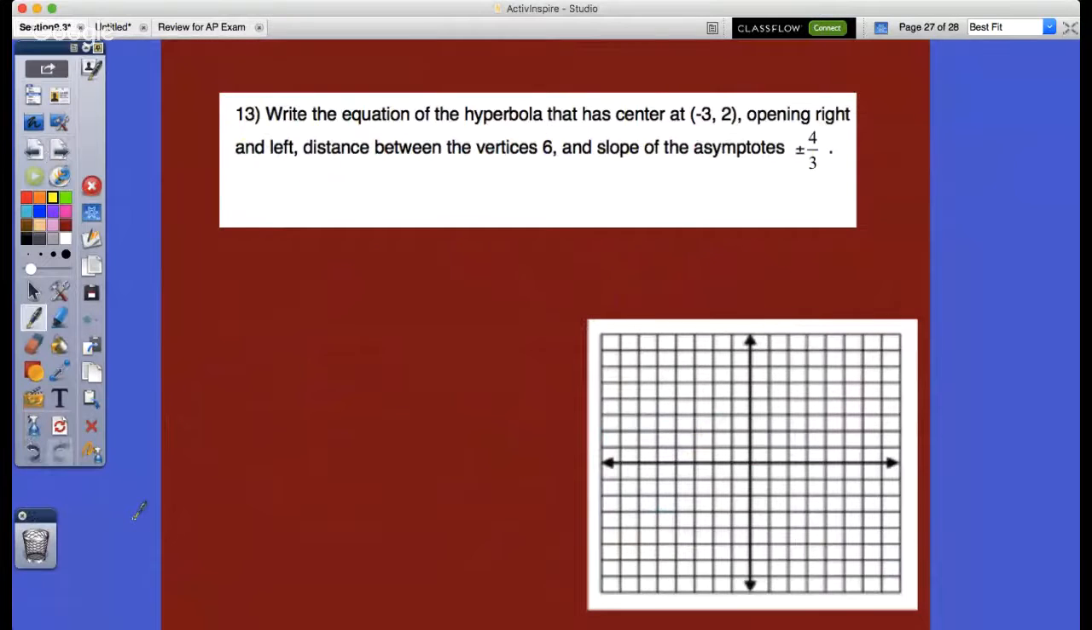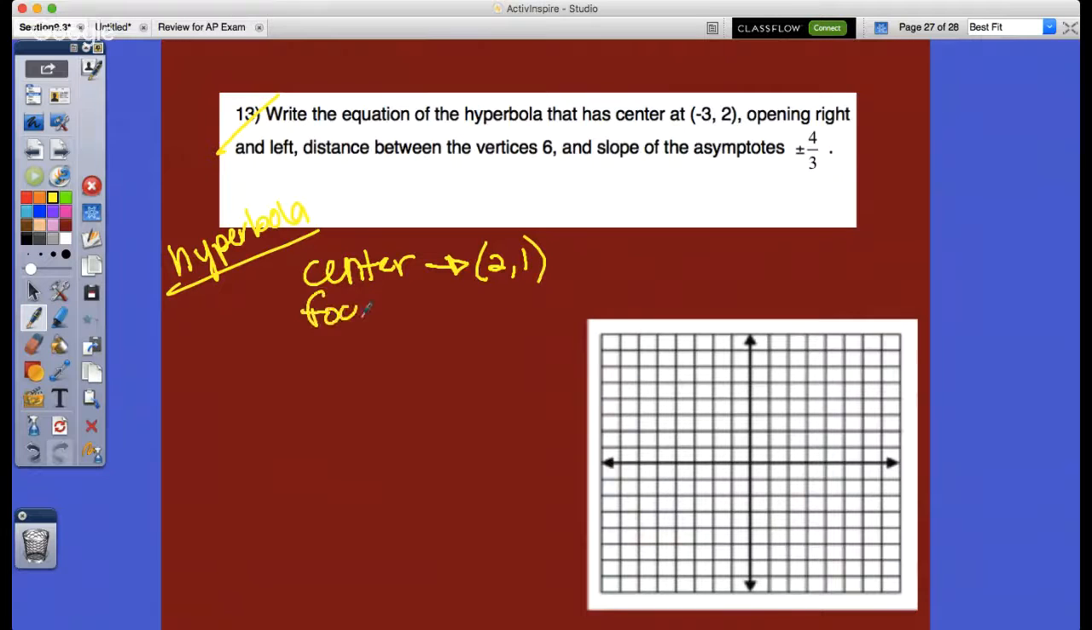Okay, last but not least here, I'm going to give you a couple things. This is unrelated to 13. This is just another rep, okay? Let's say that this is a hyperbola. Hyperbola right there. The center is at 2, 1. Let's say my focus is at, I don't know, let's say 4, 1, okay? Let's make that, I'm sorry, let's make it 6, 1. Make it a little bigger.